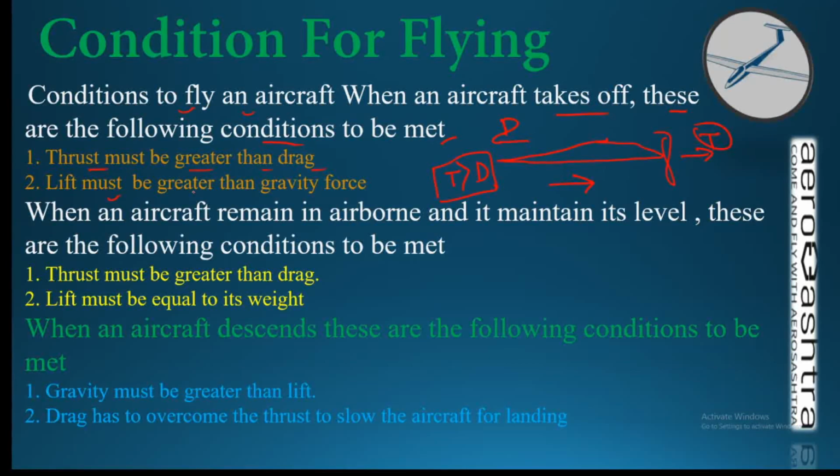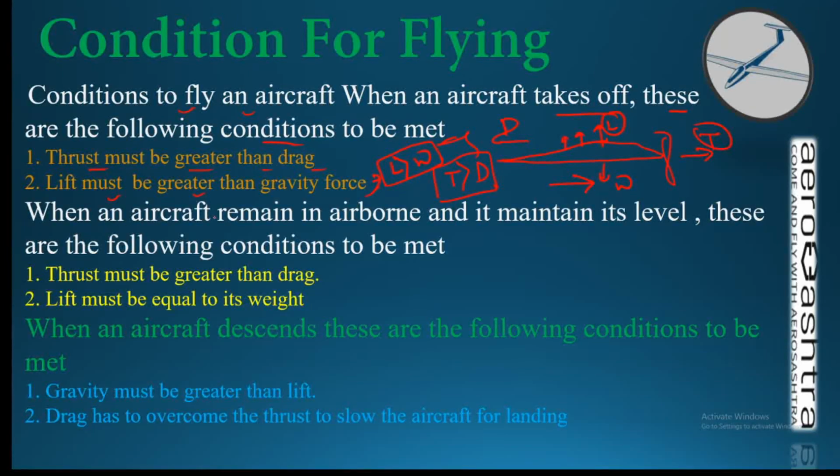Okay. Lift must be greater than gravity force. So, in this direction lift is there and in this direction the gravitational force W. So, the second condition tells us lift must be greater than its weight. That much amount of lift force must be generated to make this aircraft fly, or to make this aircraft airborne. So, these two conditions must be met.